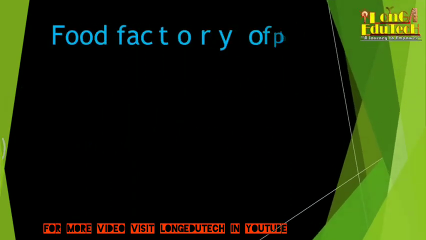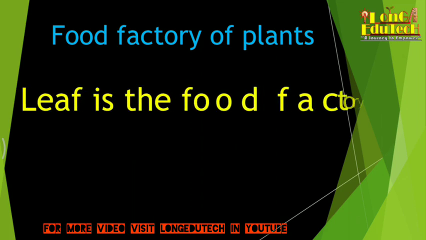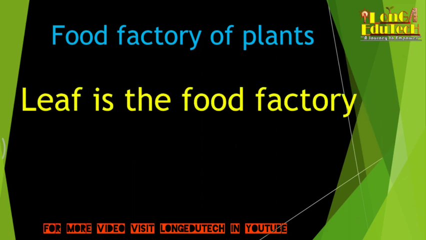Okay, so the food factory of the plants is the leaf. But for those plants which are in the deserts, they reduce their leaves into spines to prevent the loss of water, because the temperature is very hot there.